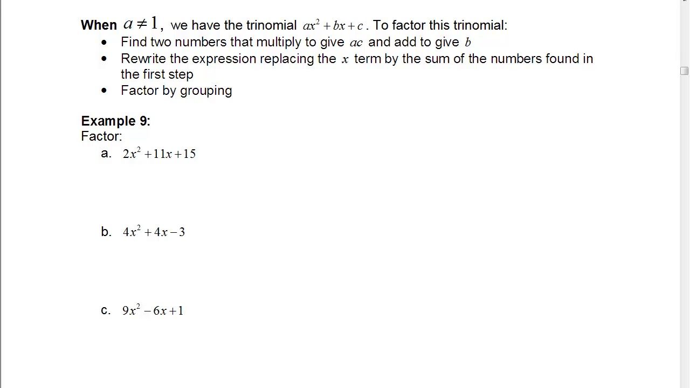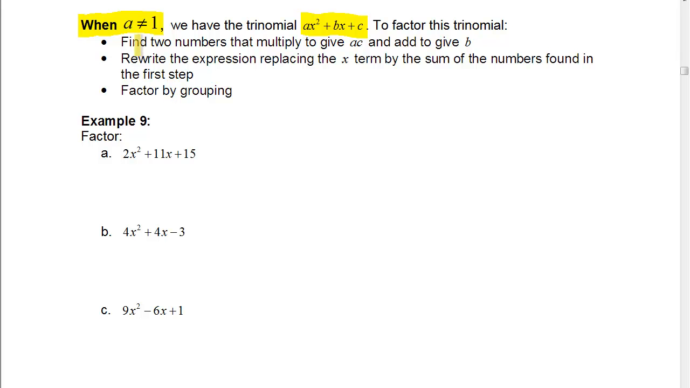In this video, we're going to do more factoring of trinomials, but now we're going to do trinomials where a is not equal to 1. So in other words, we're going to have to keep the a in front of the x squared. They're going to look like this form, ax squared plus bx plus c, but a is going to be something other than 1. So we're not going to use direct factoring this time.